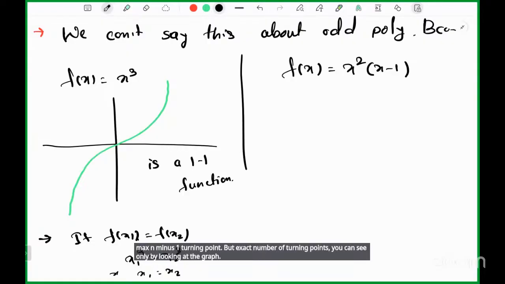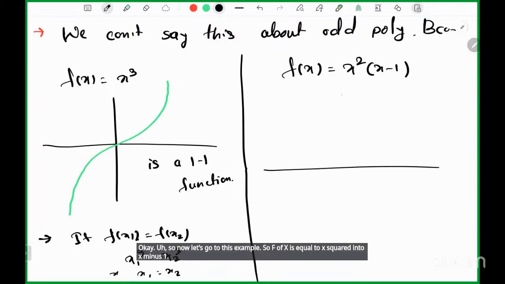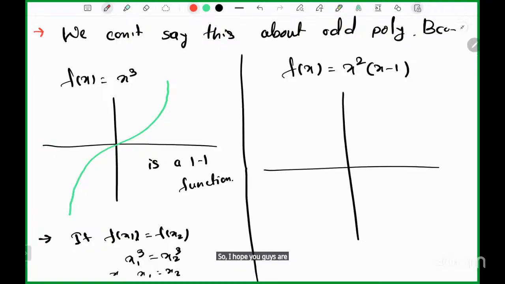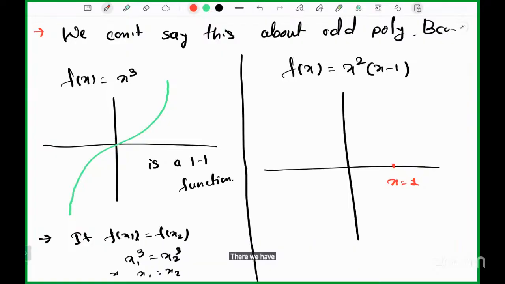Okay. So now let's go to this example. f of x equals x square into x minus 1. I hope you guys are familiar with the graphs now. So suppose this is x equals 1. Here x equals 1 is a root of multiplicity 1. If you don't understand those things, you can go and check the week 4 summary video. There we have discussed all those things in detail with examples too. So here x equals 1 is the root with multiplicity 1.